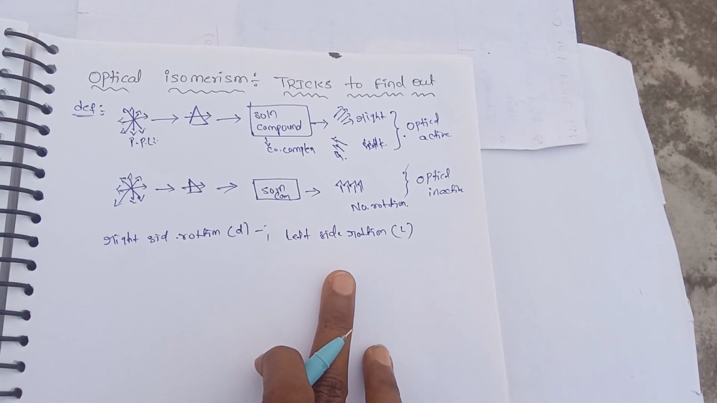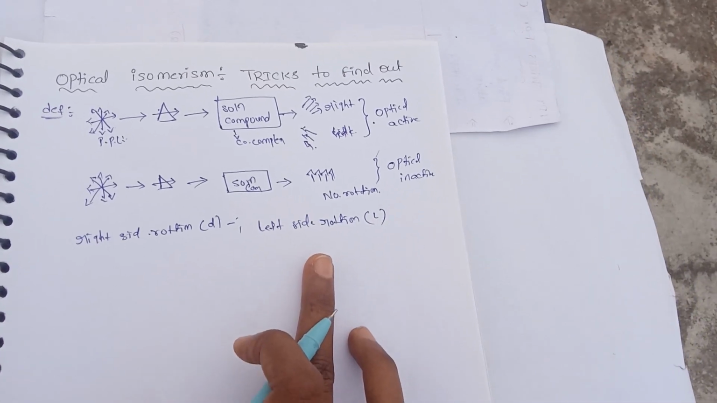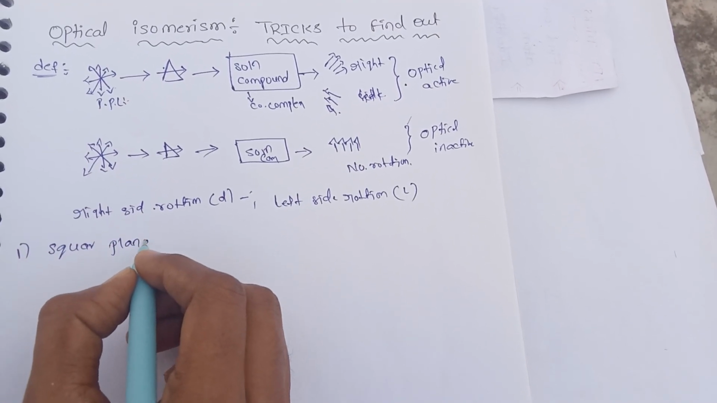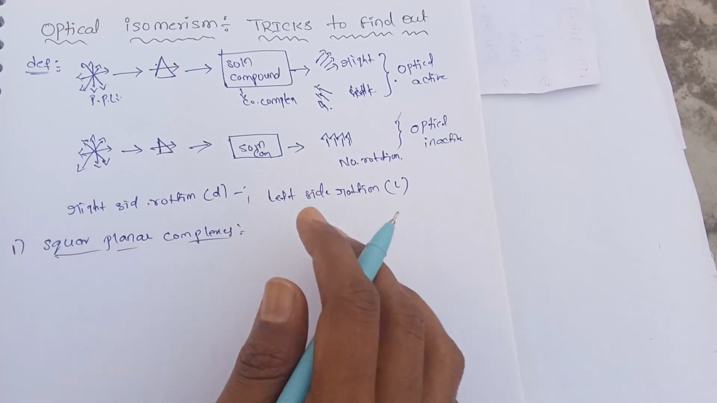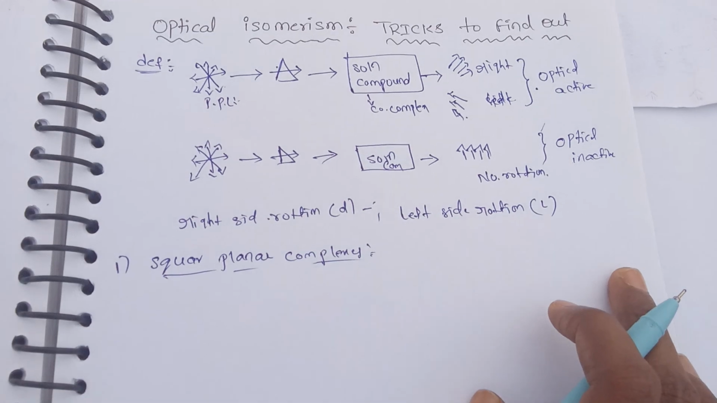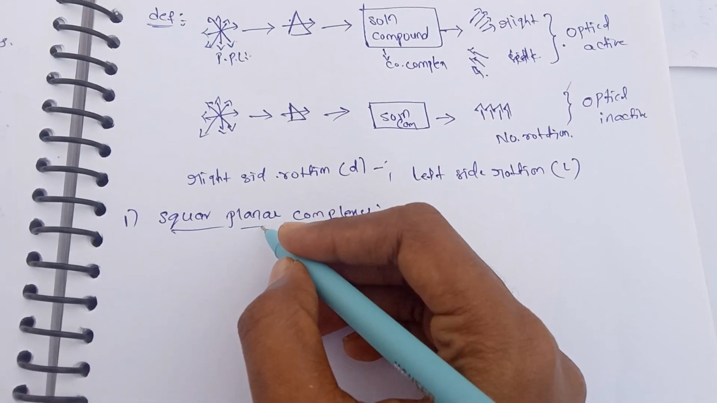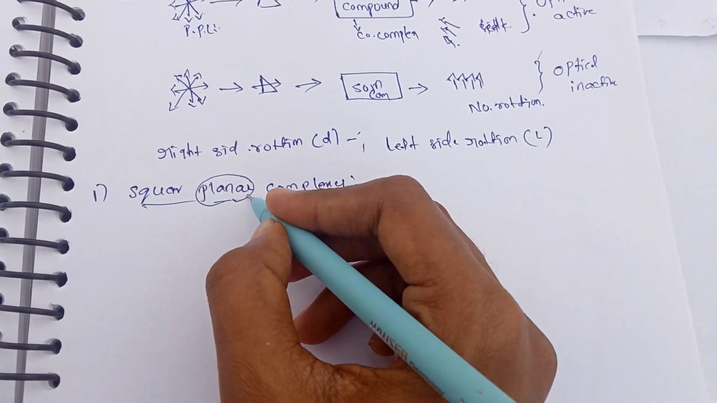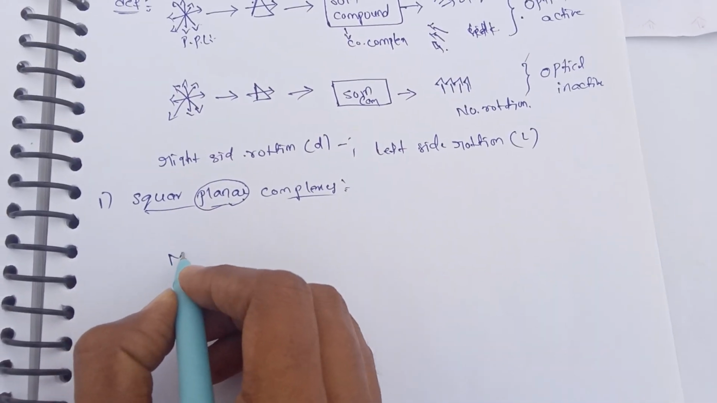So when it comes to square planar complexes, let us explain that. In optical isomerism, you have to find out, in square planar complexes, how to find optical isomerism. So what is the square planar complex? Here you have to consider planar, that means it is in the name itself, planar. Remember this, planar. So planarity means you have to take the structure of square planar, like this.